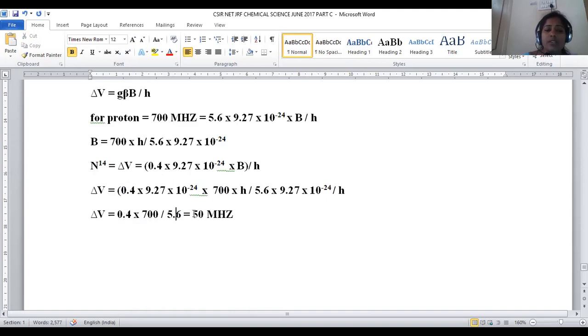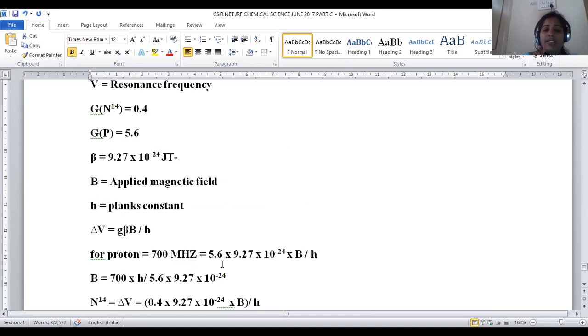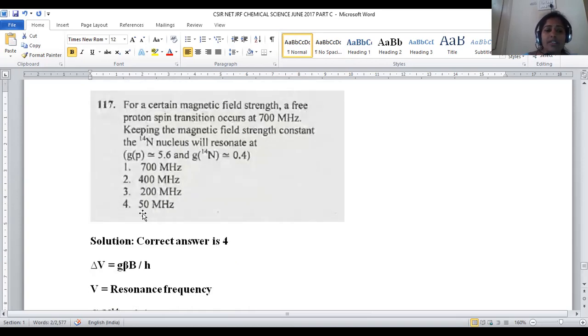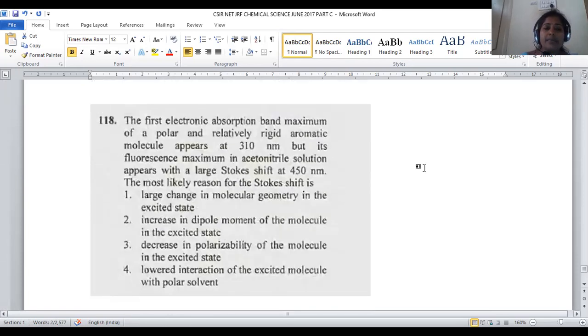So when we do the calculation, this frequency value for this nitrogen is predicted as 50 megahertz. Option 4 is the right answer. For question number 117, option 4 will be the right answer. Right? Let us go with question number 118.